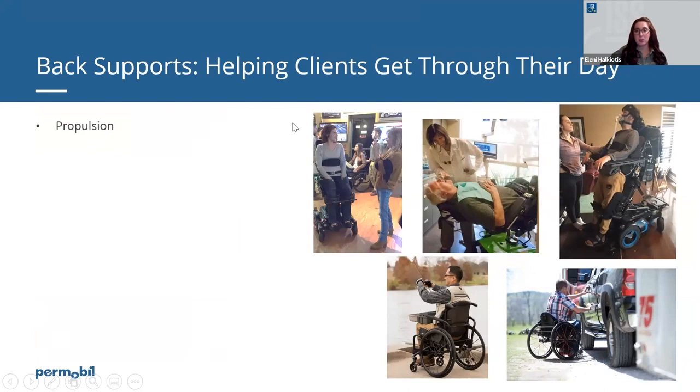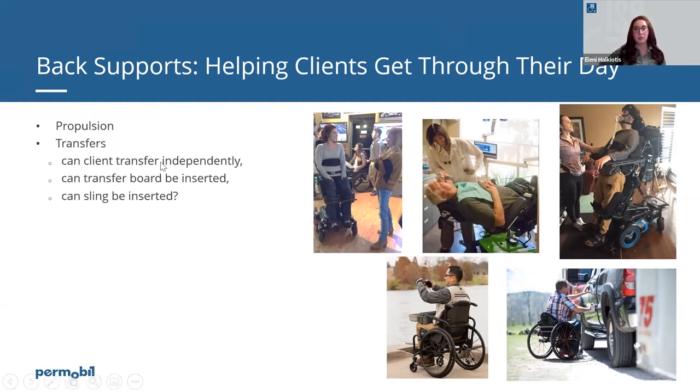In summary, back supports help our clients get throughout their day by assisting them with propulsion, making sure the back support is low enough that it clears the inferior angle of the scapulae and supports the thoracic spine so that the scapulae are optimally positioned through an upright thoracic posture. Back supports can help or hinder transfers, which is why it's important for us to really evaluate and investigate what type of transfer strategy the client is using and make sure that we select a back support that works with their transfer style to enable them to be as safe and independent as possible.